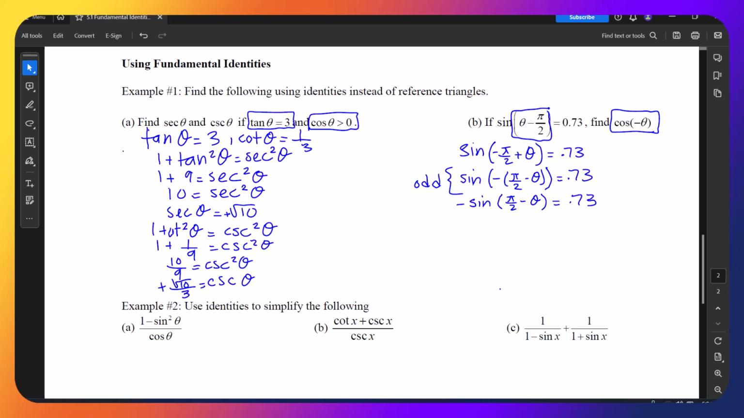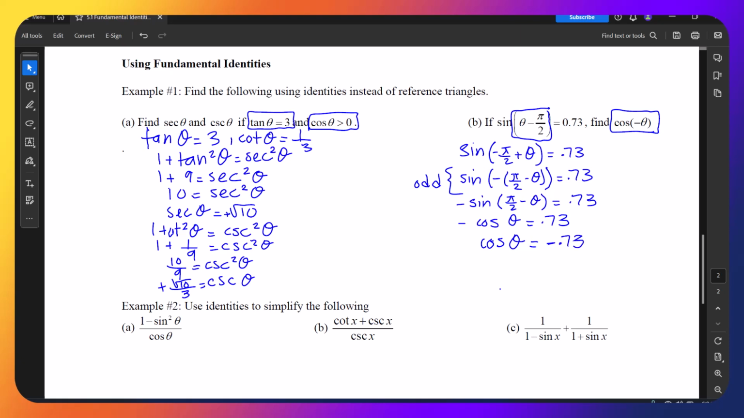At this point, I can then convert this sine of a complement to a cosine of the angle itself. This negative will remain unaffected. Negative cosine of theta, because sine of an angle is the cosine of its complement, equals 0.73. And then I'm going to solve for cosine of theta by dividing both sides by -1.